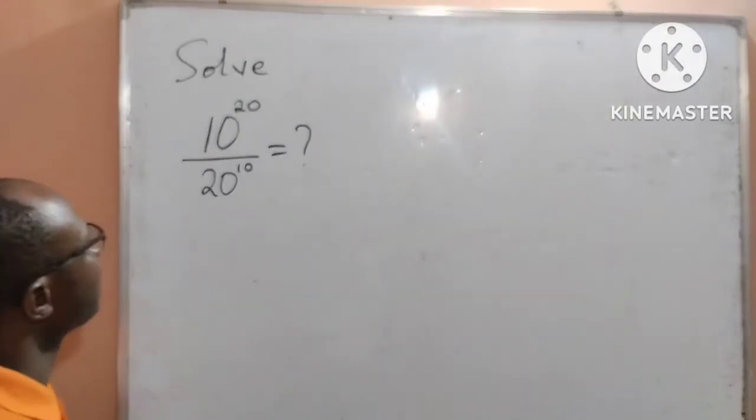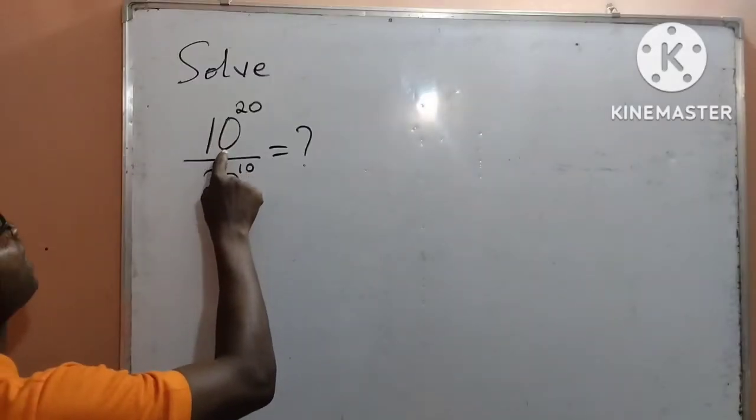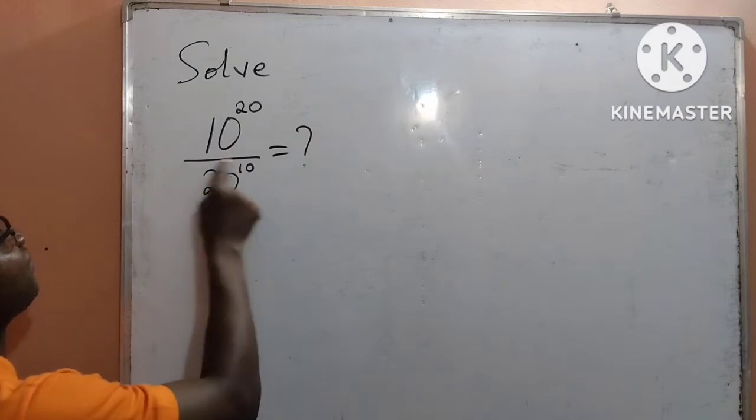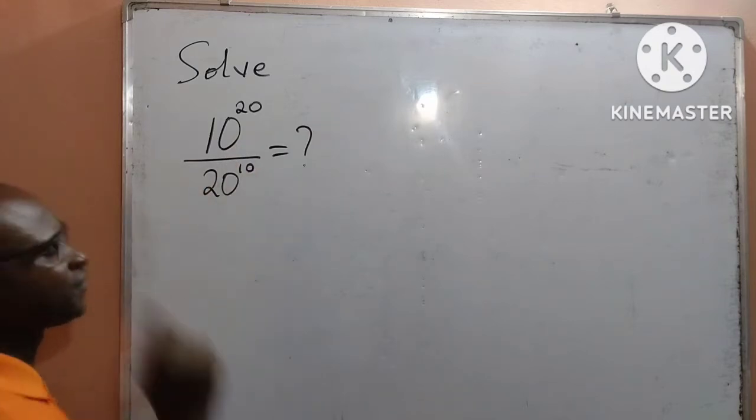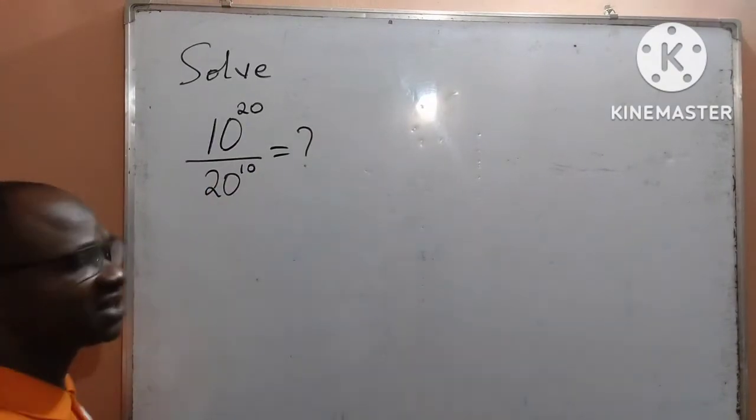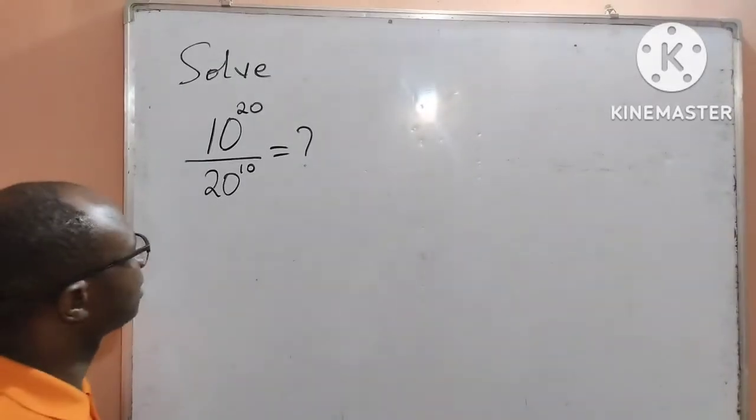In today's class, we have to solve 10 to the power of 20 divided by 20 to the power of 10. We want to simplify this and see what the answer will be.